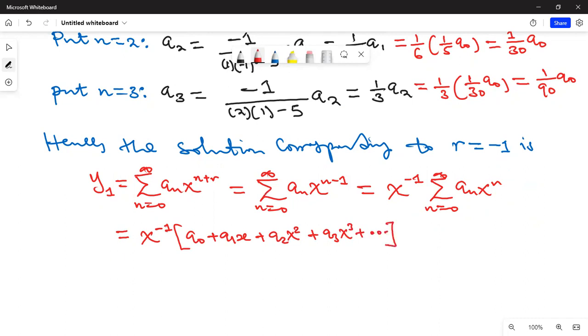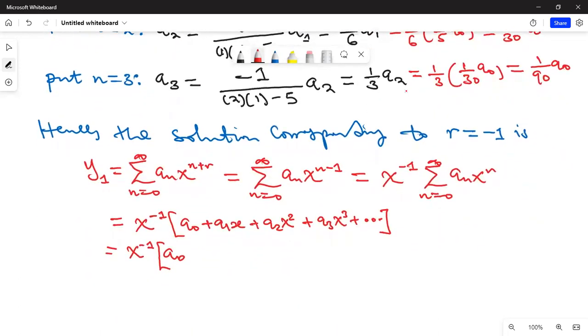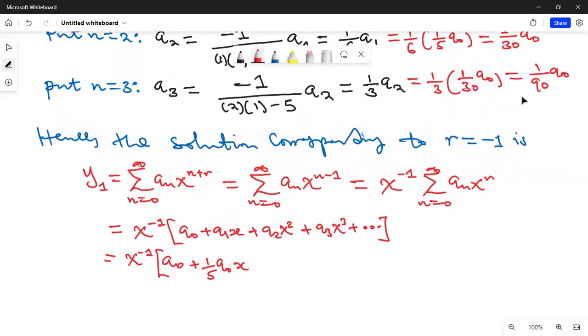And now we can replace those coefficients. So this is the same as writing x raised to -1 times, what was our a naught? I don't know. So just leave it as a naught. What about a1? We got it as 1 over 5 a naught. Let's just confirm. So a1 was 1 over 5 a naught x. A2, what did we get? It was 1 over 30 a naught.